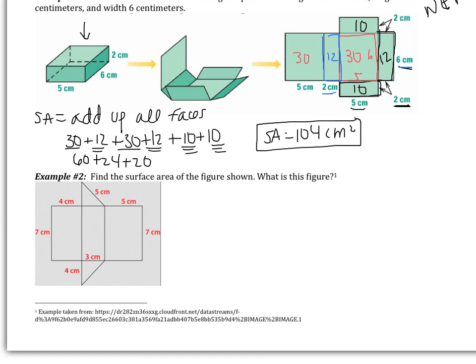I would like you to try this one on your own. Pause the video, name the figure, and find the surface area. It's probably going to take you a few minutes, so take 2 or 3 minutes and see how you can do. Good luck.